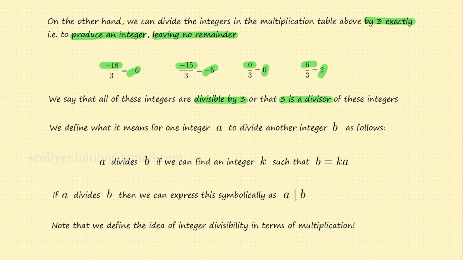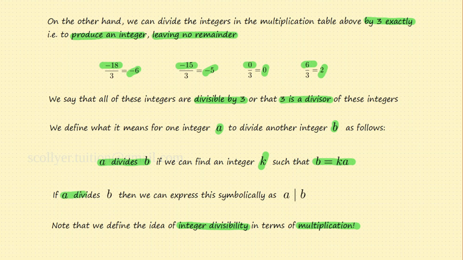We say that the integers in the table are divisible by 3, or that 3 is a divisor of the integers. And we can now define integer divisibility. Suppose that a is an integer and b is an integer, then a divides b if we can find some integer k such that b equals k times a. And we should note that even though we're talking about integer divisibility, we define it in terms of multiplication, which you might consider to be slightly odd.